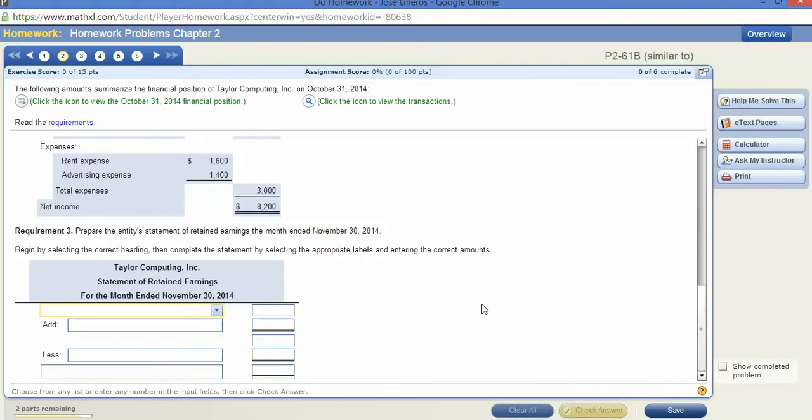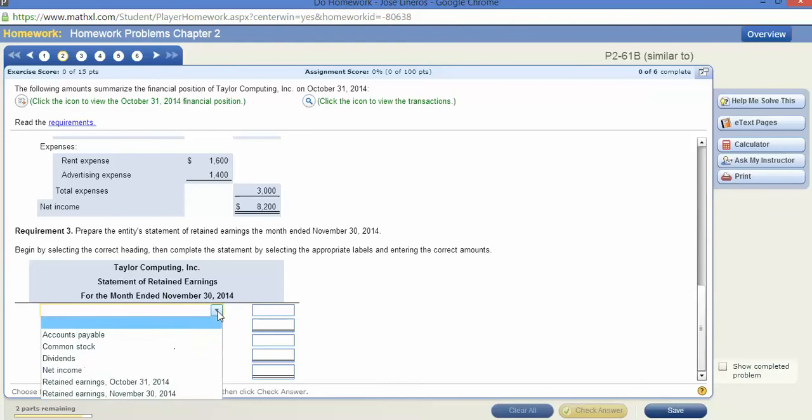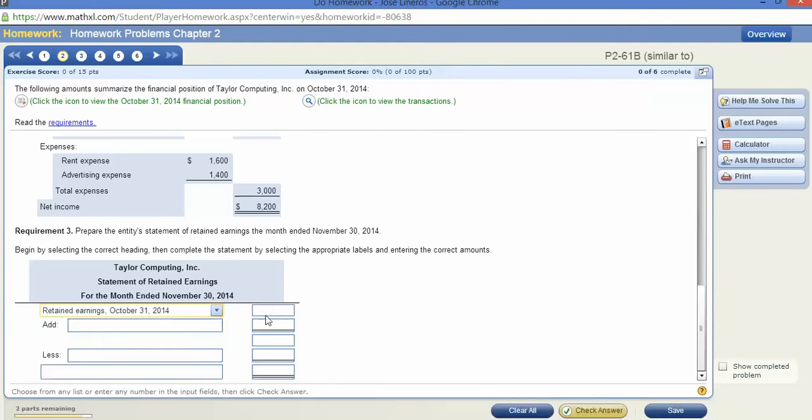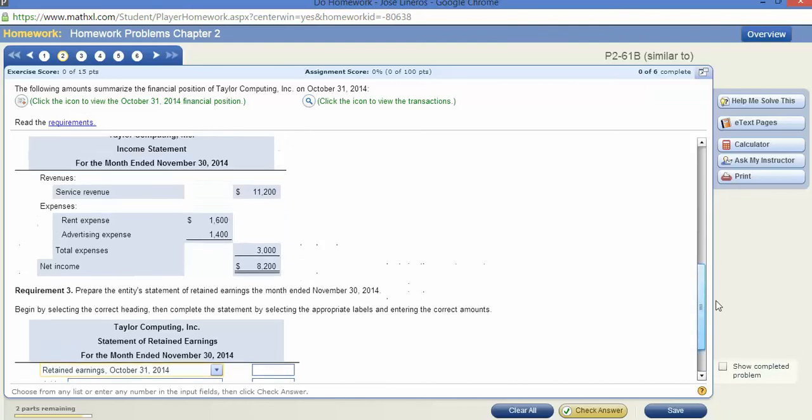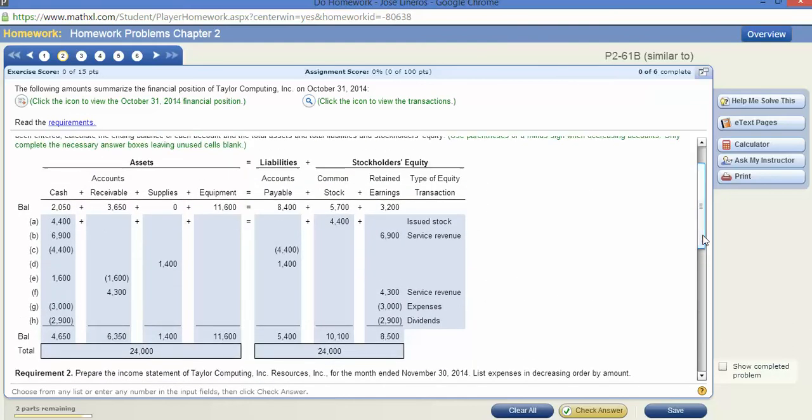Now it's just a matter of filling in our statement. Not balance sheet, I'm sorry, I got balance sheet on the head. The statement of retained earnings begins with beginning retained earnings. So it's retained earnings October 31st, which is the old cycle date. And what we're doing is taking the retained earnings that we had back then. If you look at the first row here, retained earnings was $3,200.